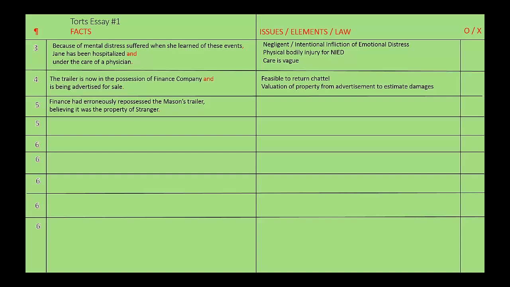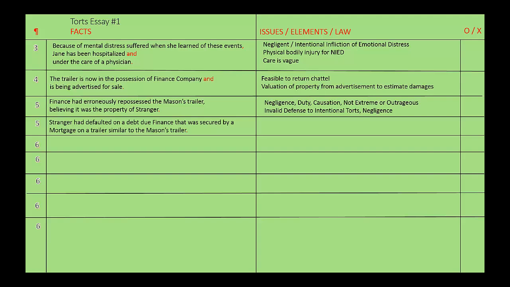Paragraph 5, finance had erroneously repossessed the Mason's trailer, believing it was the property of stranger. Okay, negligence, duty, causation, doesn't look extreme and outrageous because they erroneously repossessed. It is an invalid defense, but that's all they got, you know.